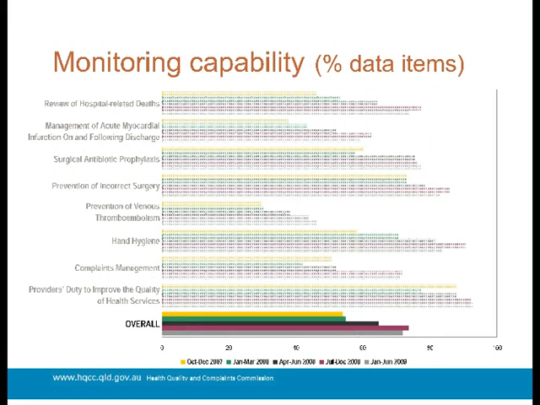So this graph has a few sections, but if you look at, for the moment, at the bottom, which is overall, what we've got is a number of different bars on this graph which show the monitoring capability that facilities have. So what ability do they have to provide information for themselves and to the HQCC about the implementation of the standard. So each of the different bars in the different colours is a different reporting period, and it's nice to see that as time moves on, that the monitoring capability has improved overall.